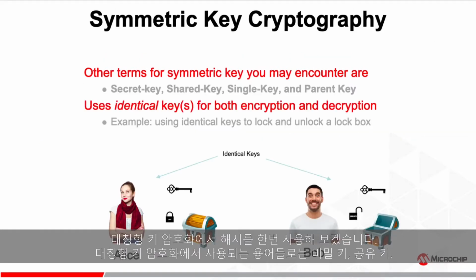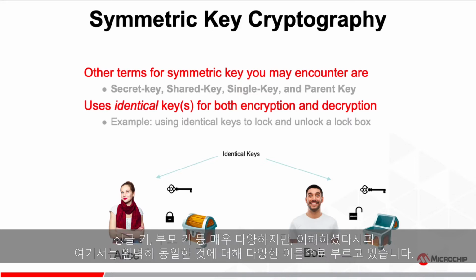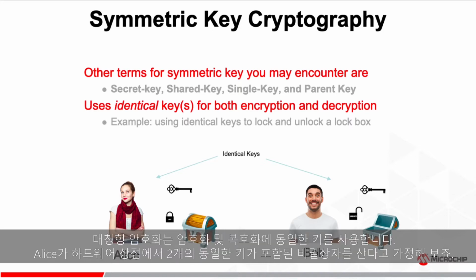So now let's use hash in symmetric key cryptography. Other terms for symmetric key cryptography are secret key, shared key, single key, parent key, and there are others, but you get the drift. Again, we're talking about multiple names for exactly the same thing. Symmetric cryptography uses identical keys for both encryption and decryption.